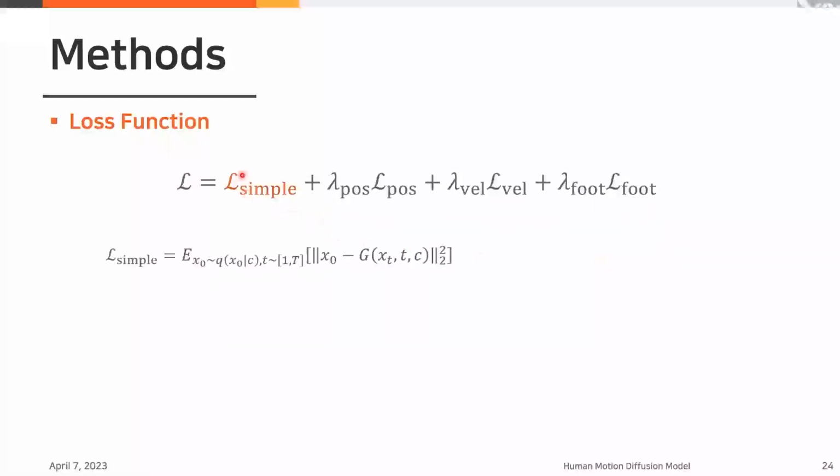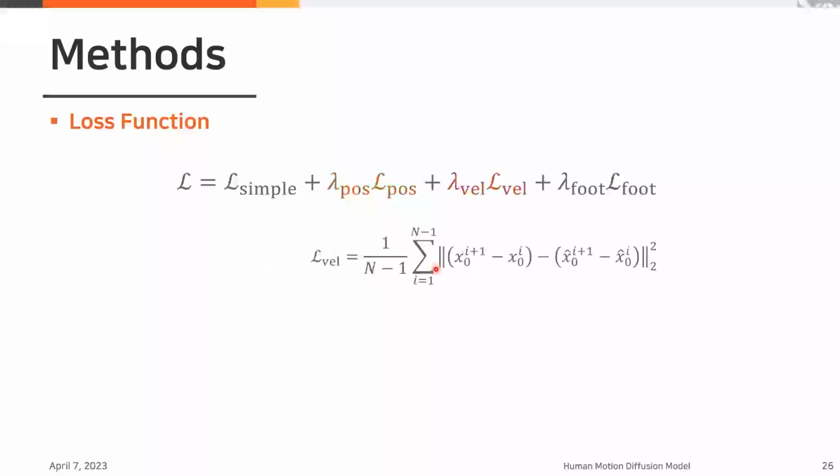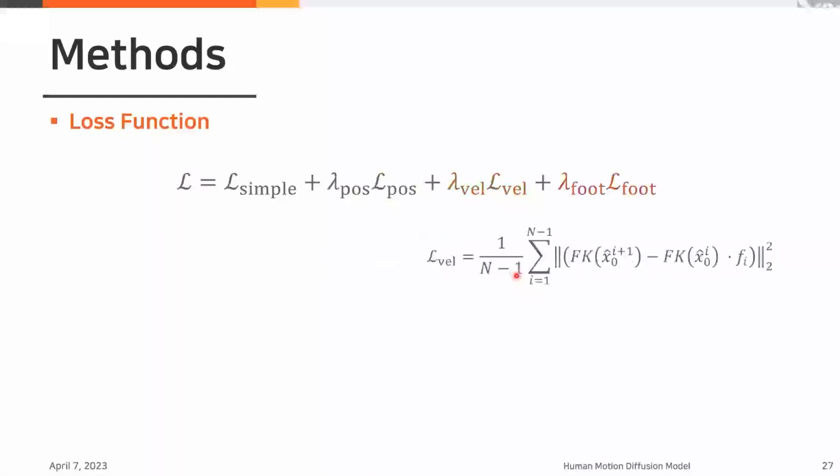So this L simple is just a simple content prediction loss, and there is a position loss for global joint positions using FK, and the velocities, and the foot loss to prevent foot sliding.